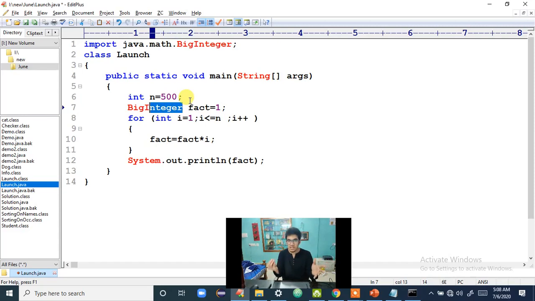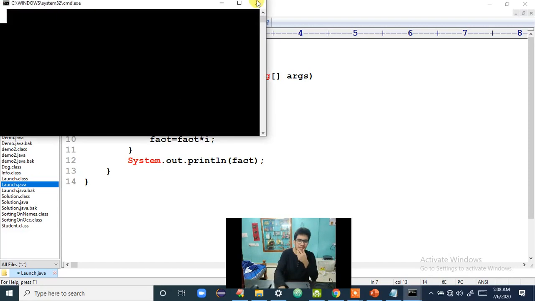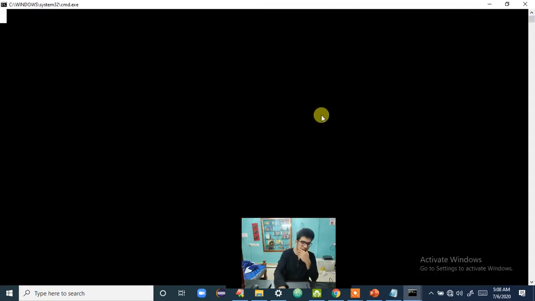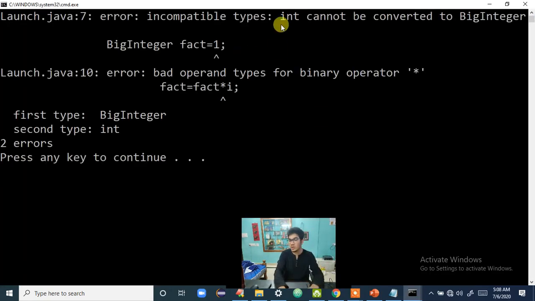So integer cannot be stored where? In the big integer. So let me compile and show you what it is trying to tell. It is telling that the number 1 is an integer, and it cannot be converted to big integer. A 1 cannot be stored in a fact of the big integer type. That is what it is telling.